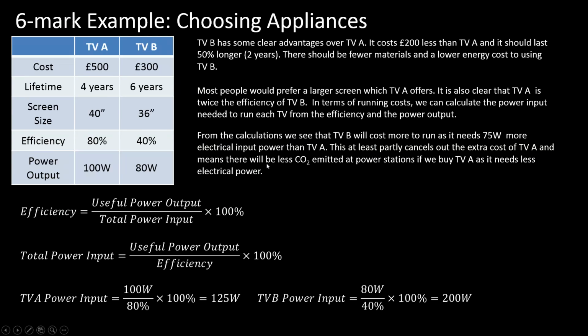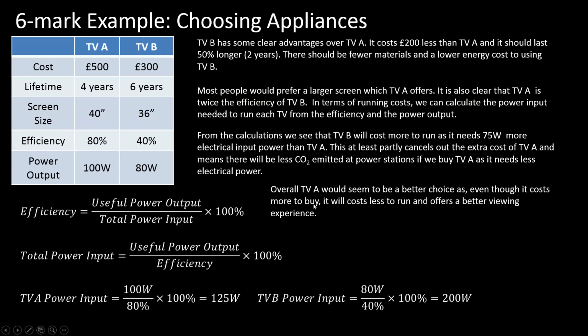And it means that during the running of TV A, there will be less CO2 emitted at power stations. So that's linking back to our Sankey diagram stuff we discussed earlier on. If we increase the efficiency and use less electrical power to run TV A, that will mean less carbon dioxide emitted at power stations. Okay, and then our final bit is our balanced conclusion.